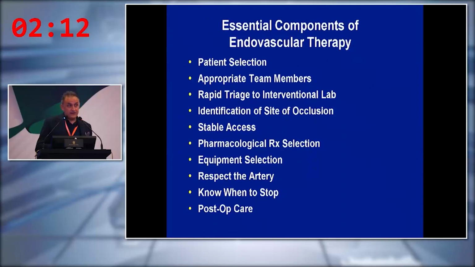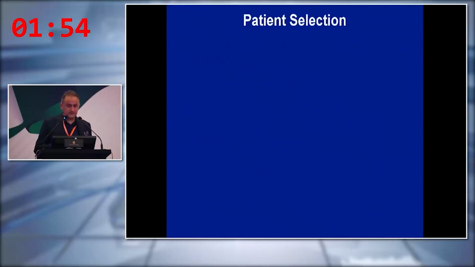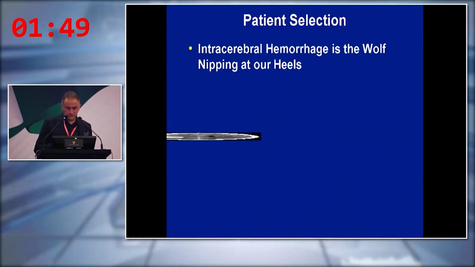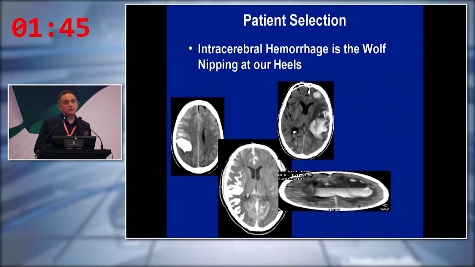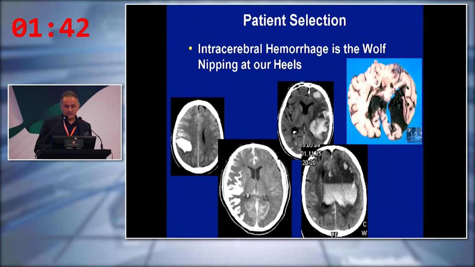Respect the artery. I think this is very important. Arteries are different than coronaries. We should know when to stop, right? The aim is not to open the artery. The aim is to help the patients. You can have the open artery at the end, but the patient has nothing. And post-op care is important, and again, stroke neurologists will do it. Intracerebral hemorrhage is one of the most important issues and is a wolf nipping at our heels.